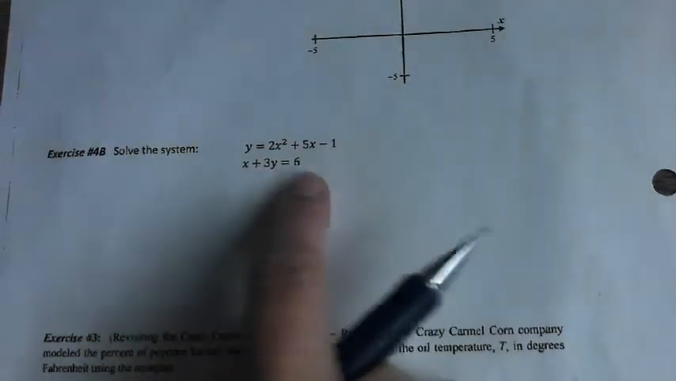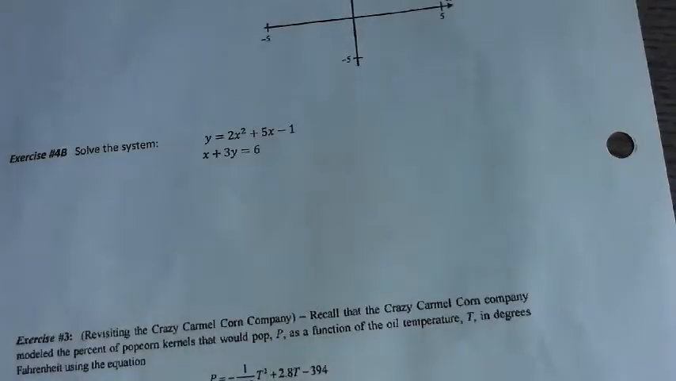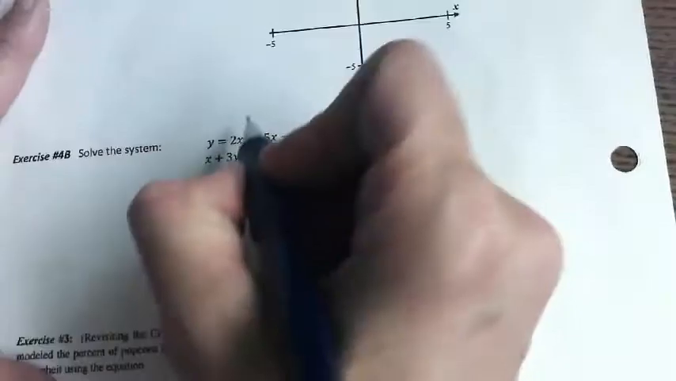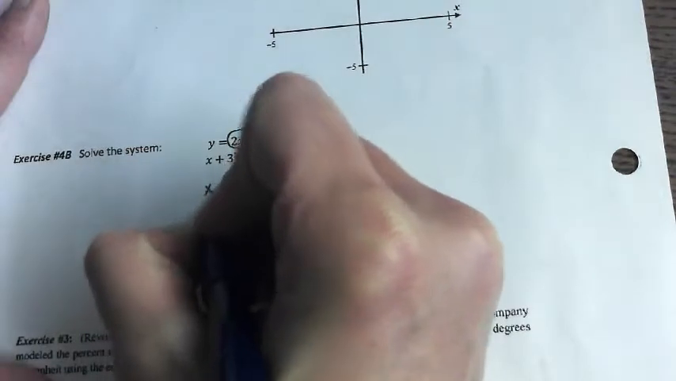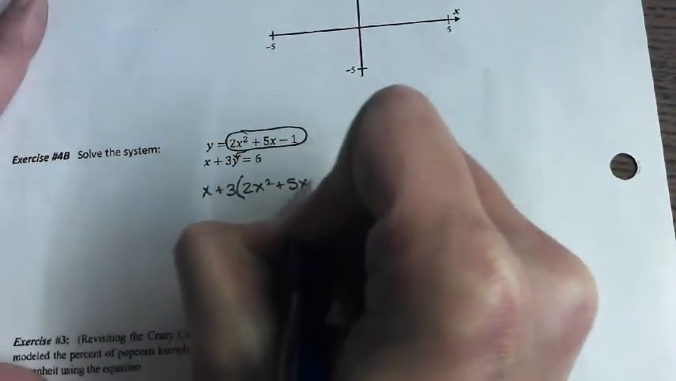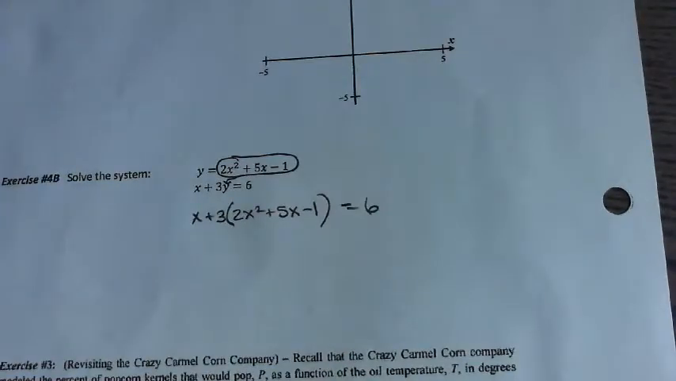Well, the y on the second linear is not by itself already, so I can't just set them equal to each other. I also don't need to solve for y, though, in the second one. You don't have to do it that way. If y equals this, just plug that in for the y down there. So it's x plus 3, and then replace the y with 2x squared plus 5x minus 1 equals 6. Distribute. Get it equal to 0, use your quadratic formula.